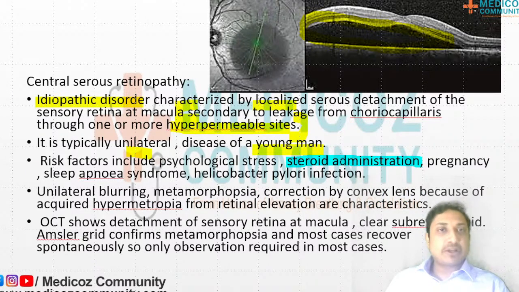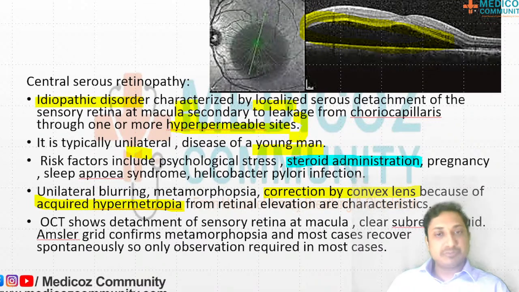Why is the correction by convex lens? That is plus lens. If you give a slight plus power to the patient, why does the correction occur? Because there is acquired hypermetropia. Why does the acquired hypermetropia occur? Because there is retinal elevation. Because of the neurosensory detachment which is localized, there occurs acquired hypermetropia because of the retinal elevation.